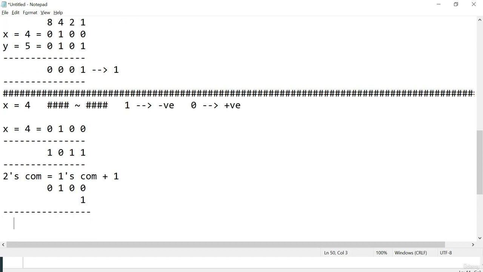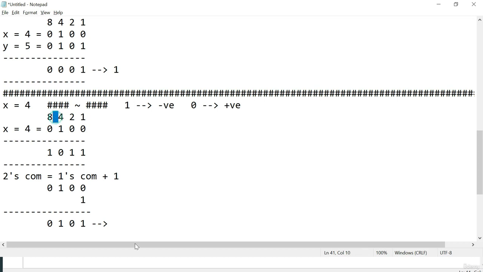0 plus 1 will be 1, 0 will be 0 only, 1 will be 1 only, and 0 will be 0 only. So in this case what is the value? 0 1 0 1. So 0 1 0 1 means what? Here the place values are 8, 4, 2, 1. So in this case the value is 1 0 1.